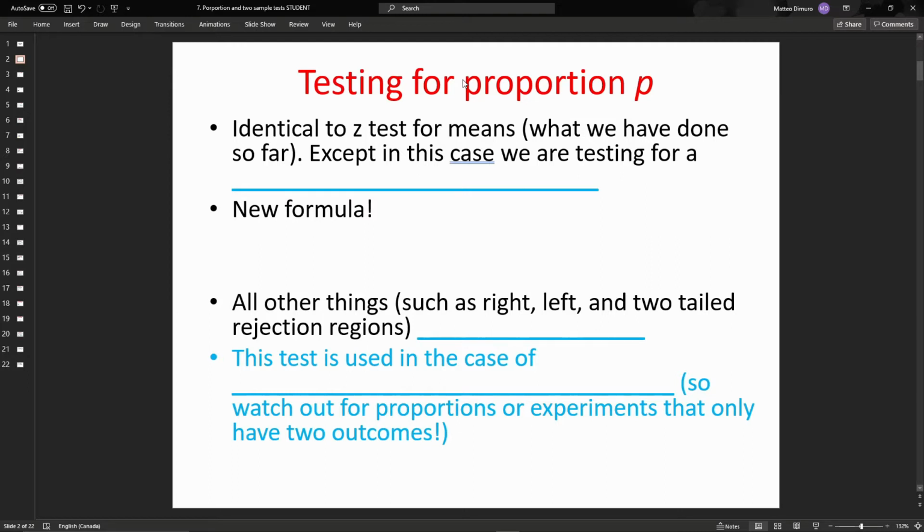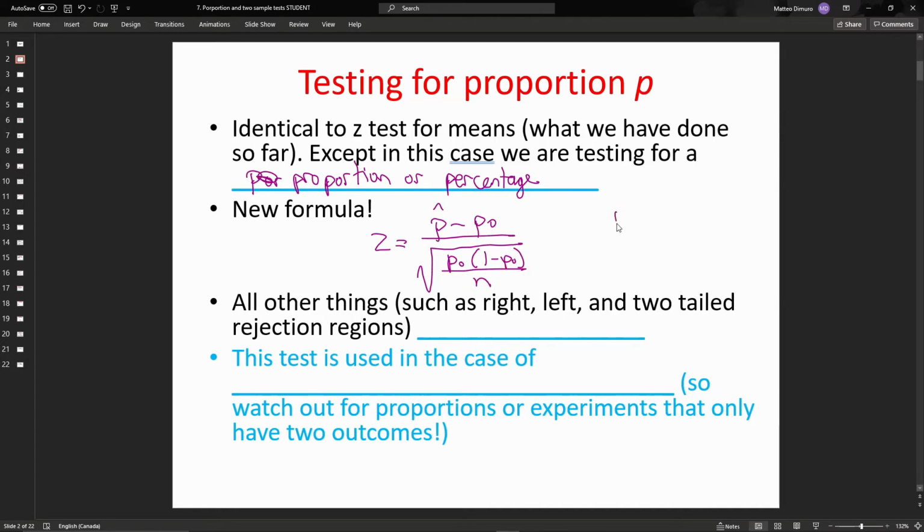It's identical to a Z-test for means, which we've done lots of so far, except in this case, we're testing for a proportion or percentage. So I spelt it wrong. Proportion or percentage. So yes, indeed, we have a new formula. It's this one here. This is p hat minus PO, and it's all divided by the square root of PO times 1 minus PO divided by N. Oh, there you have it.